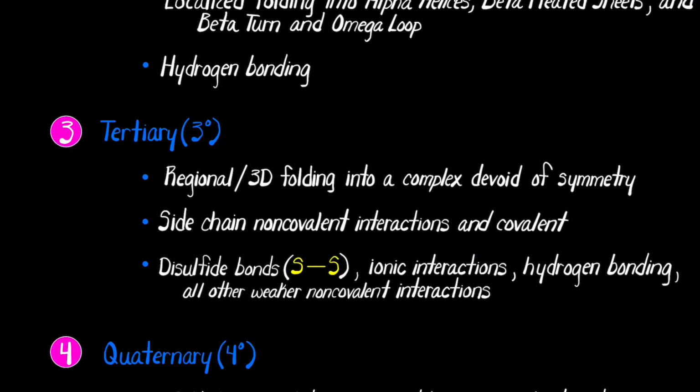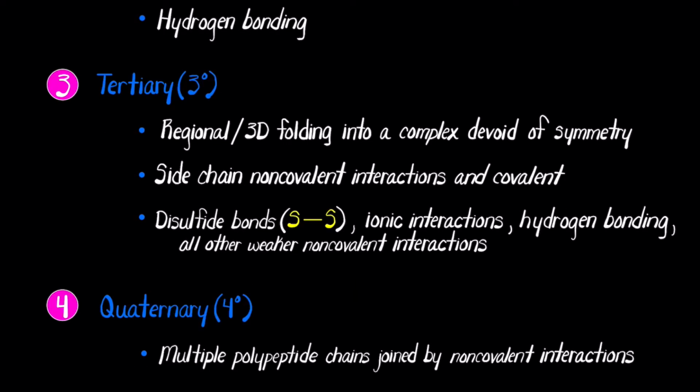Next we have tertiary structure. Tertiary structure is the regional 3D folding of the polypeptide into its complex shape. This shape is devoid of symmetry. Side chains are held together via non-covalent interactions, with the exception of disulfide bridges, which are between two sulfur atoms on cysteine residues. So when we say non-covalent interactions, we're referring to ionic interactions, hydrogen bonding, and other weaker non-covalent interactions such as LDFs, London dispersion forces.